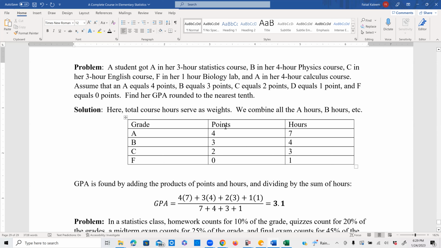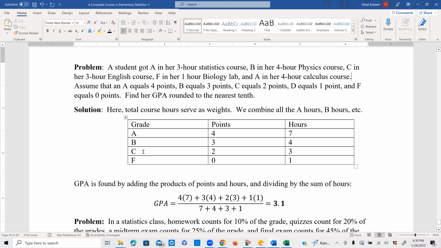And what we do is we list these points for the grades in the first column, and then the hours for each grade in the second column, and the hours serve as the weights. So 4 was 3 hours, a total of 7 hours. So grade A has a total of 7 hours because it's in this 3-hour statistics and in the 4-hour calculus. So 3 plus 4 is 7. So 7 hours of A. And for B, we have 4 hours. So 4 hours of B. C in a 3-hour English course, so 3 hours for C. F in her 1-hour biology lab.